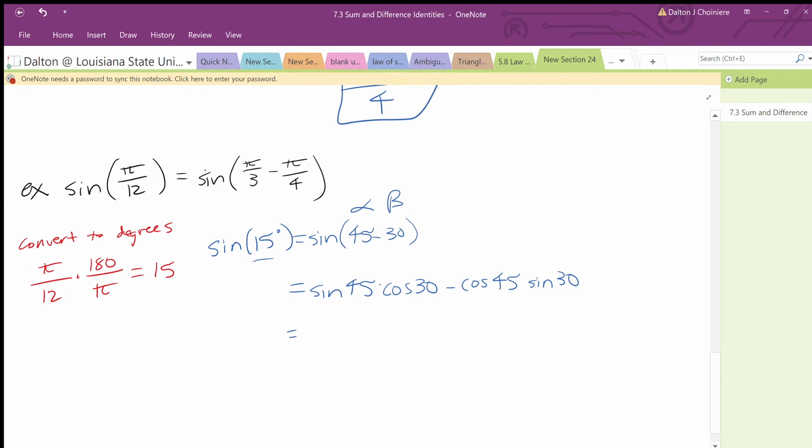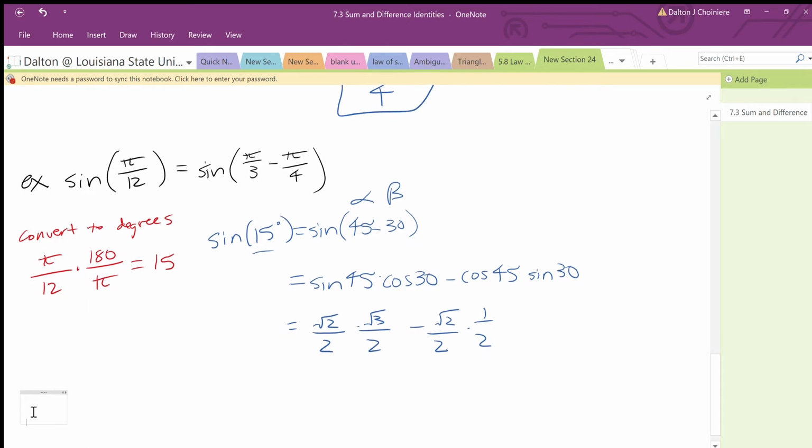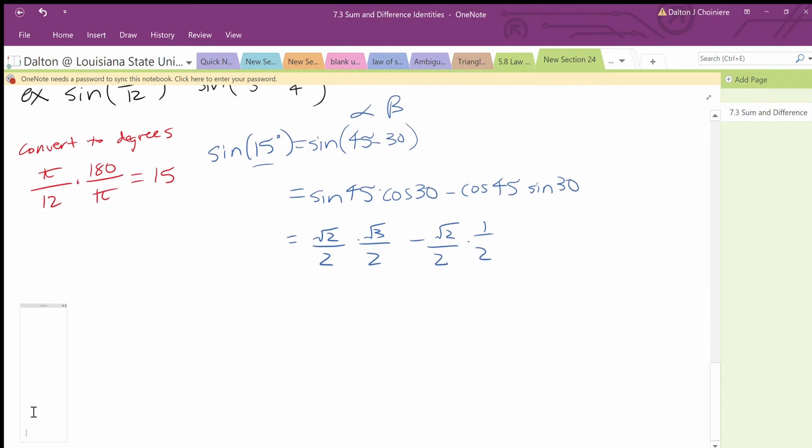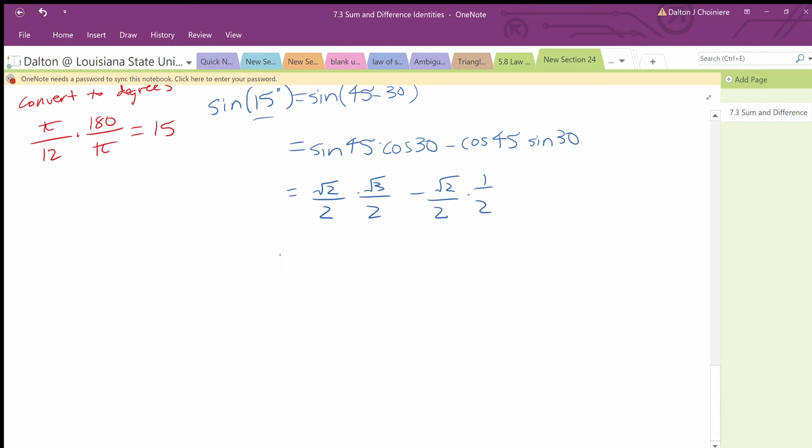The sine of 45 is the square root of 2 over 2. The cosine of 30 is the square root of 3 over 2. Minus the cosine of 45 is also square root of 2 over 2. And the sine of 30 is 1/2. And then I'll just do regular arithmetic to simplify this. So I can multiply these fractions. That'll be the square root of 6 over 4, minus, I can multiply these fractions and it'll be the square root of 2 over 4.